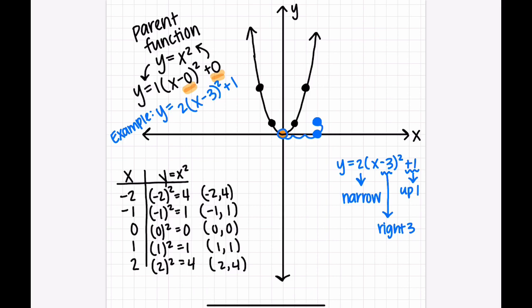Now, if this had been a -2, then it would be flipped upside down. But since it's a +2, it's still facing upward. It's just going to be more narrow. So just for the sake of sketching this, and this may not be exact, but you won't be asked to graph the changes. You will just be asked to explain what the changes were. So I'm going to just make this a thinner parabola. So it's a little bit skinnier. So you can see how it still is a quadratic, but the vertex has been moved right 3 and up 1, and it's a little bit skinnier because that a value is bigger than 1.